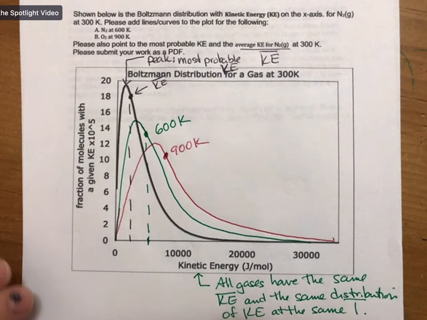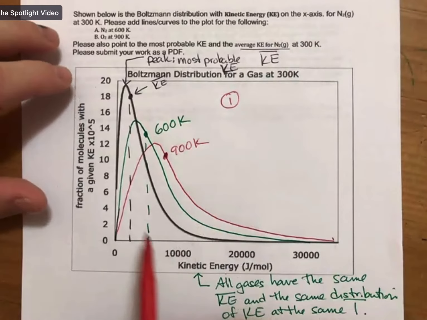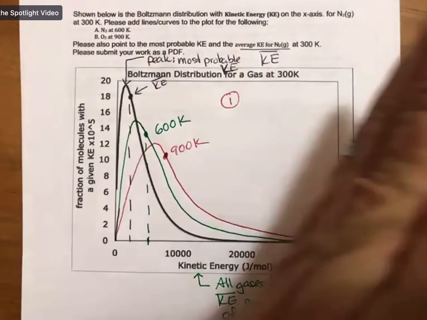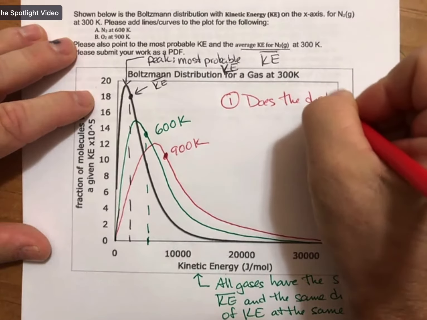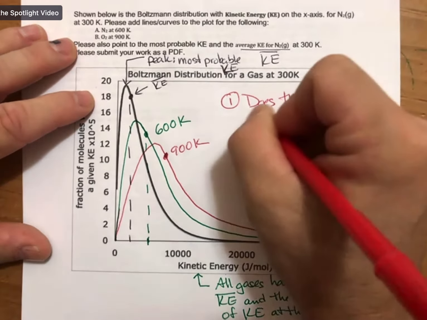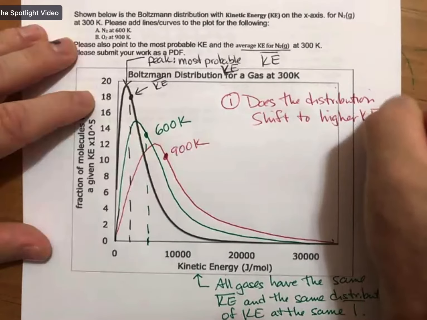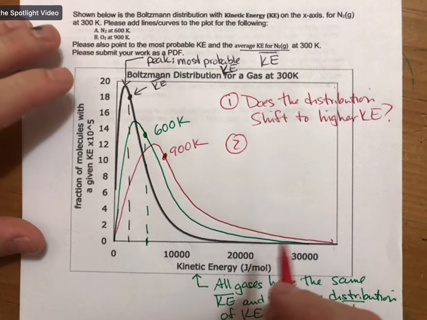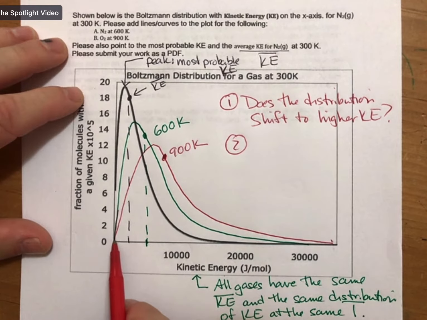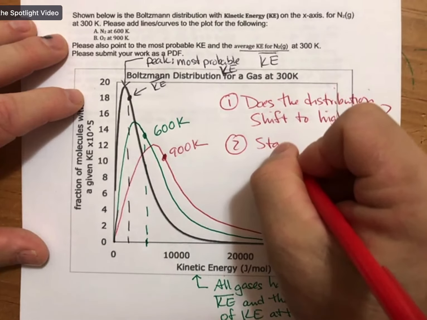And here's the thing I'm looking for in your drawings. So one, does the distribution shift to higher kinetic energies? And two, well, I guess maybe there's 3. So all of these have to start at 0, 0 at the origin. So that's a side note. So start at origin.